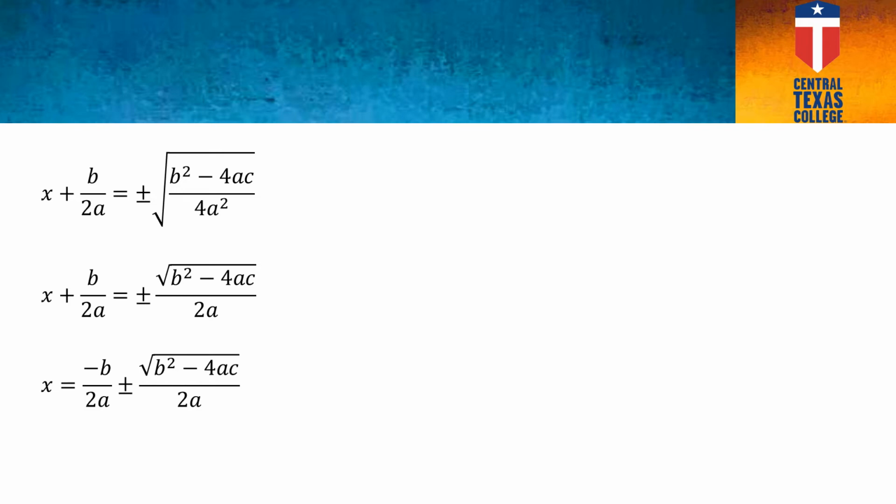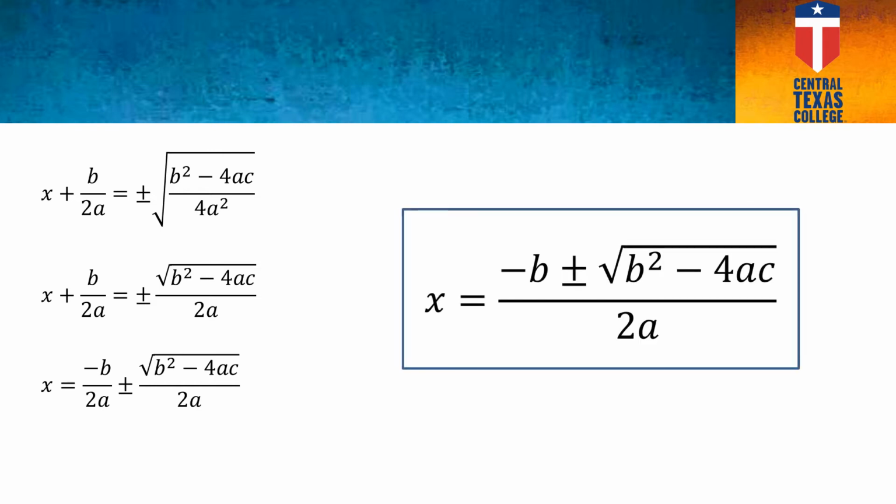However, note that both of these fractions have the same denominator, 2a, so we can actually combine this all into one giant fraction. This is where the quadratic formula comes from. After we've combined these two fractions into one giant fraction, we see the quadratic formula as we normally see it. x equals negative b plus or minus the square root of b squared minus 4ac, all over 2a.